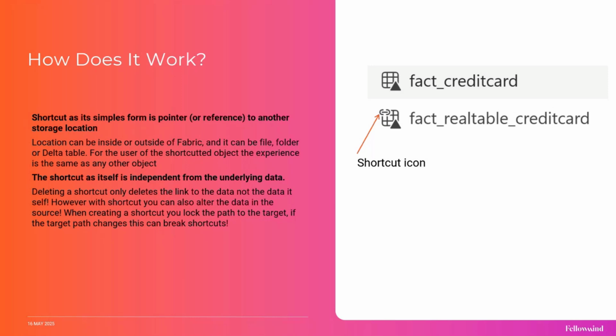Now remember that the shortcut itself is independent from the underlying data. So if you delete the shortcut, it only deletes the link to that data and doesn't delete the data itself. However, with shortcuts, you can also alter the data in the root. So be careful if you write to places that you shouldn't, because that will cascade all the way.